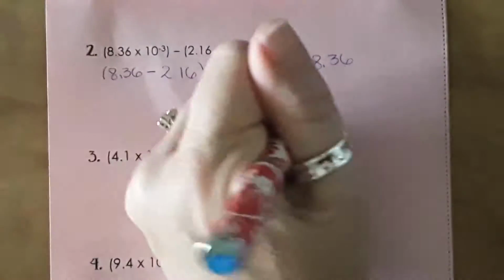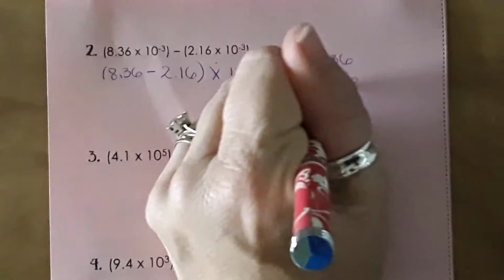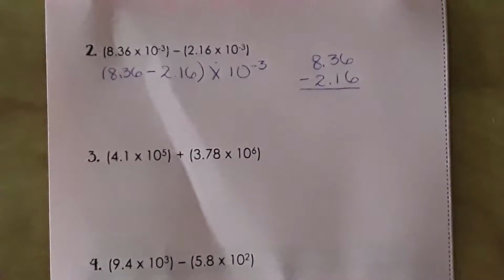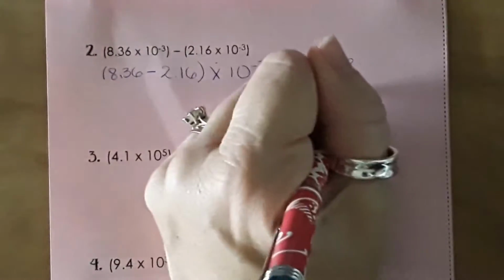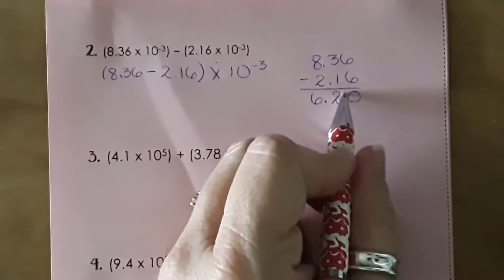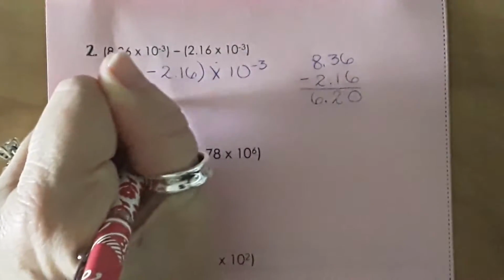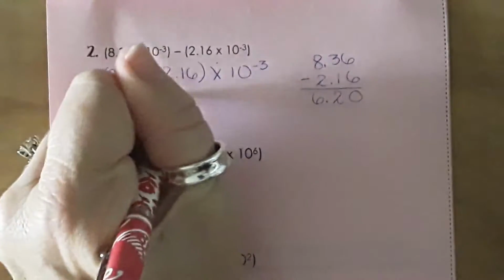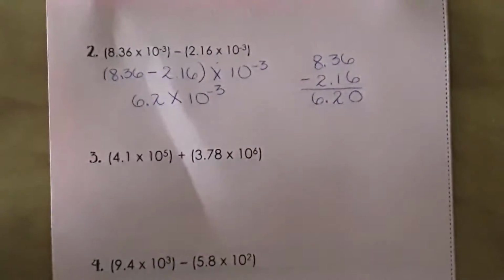8.36, and I'm going to match up 2.16, matching up my decimals. 6 minus 6 is 0. 3 minus 1 is 2. 8 minus 2 is 6. Now, I don't have to bring that 0 over. I can actually drop it because there's no number behind it. So I can say that my answer is 6.2 times 10 to the negative 3.